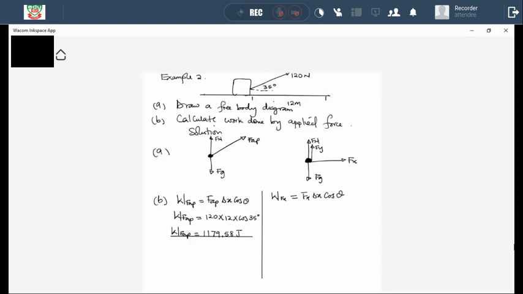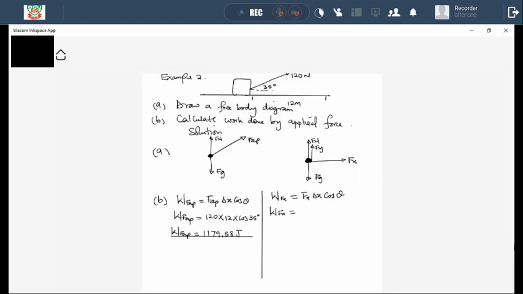Right. So we substitute: work done by Fx equals, now we need to determine our Fx. How do we calculate Fx? That is very interesting now. Now we need our mathematics here. We need to remember our mathematics very well. Our trig ratios work here. How do we calculate our Fx, which is the horizontal component of our force applied?